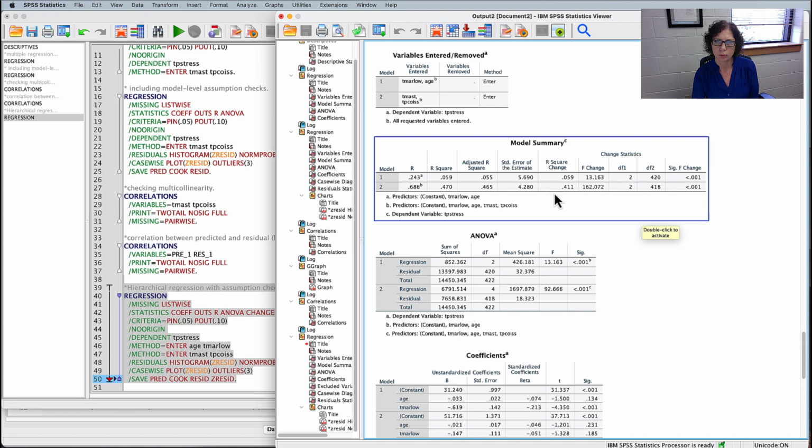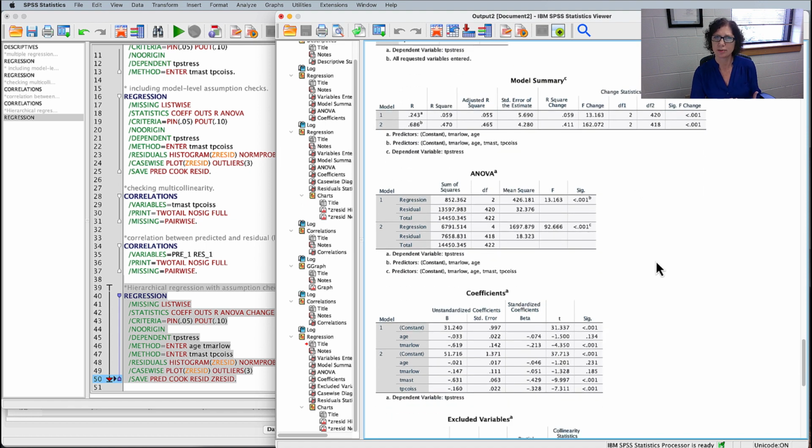And here's our R squared change. The additional variance explained went from 5.9% to 41.1% between model 1 and model 2. So that's a lot of information, right? Model 1 had only age and social desirability, and model 2 had all of them, and we have multiple F lines here. We have the F line for model 1, the F line for model 2, and the partial F line telling us about the change from model 1 to model 2. So that's a lot of information about the model.